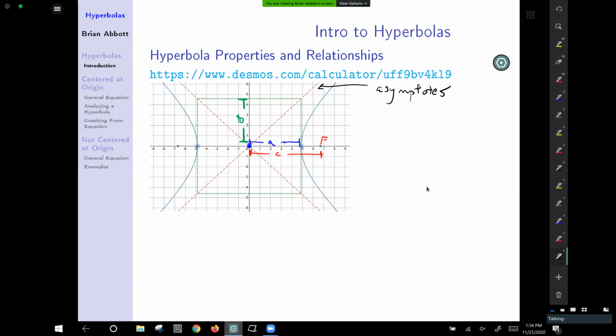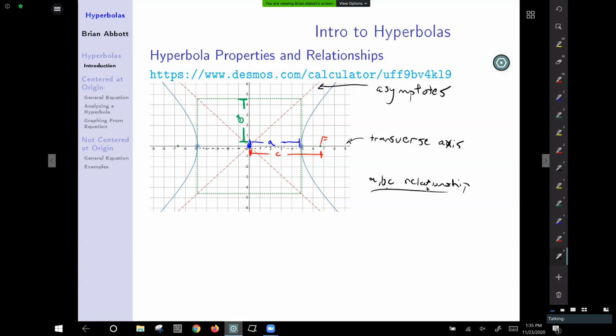Some texts call the entire x-axis, which goes through the focus, the center and the vertices, the transverse axis. As you saw, that applet referred to just the distance between the vertices as the transverse axis. We're going to call the entire axis through the center of all these points the transverse axis, and I always mispronounce that. Okay, so just like ellipses, we have an A-B-C relationship.